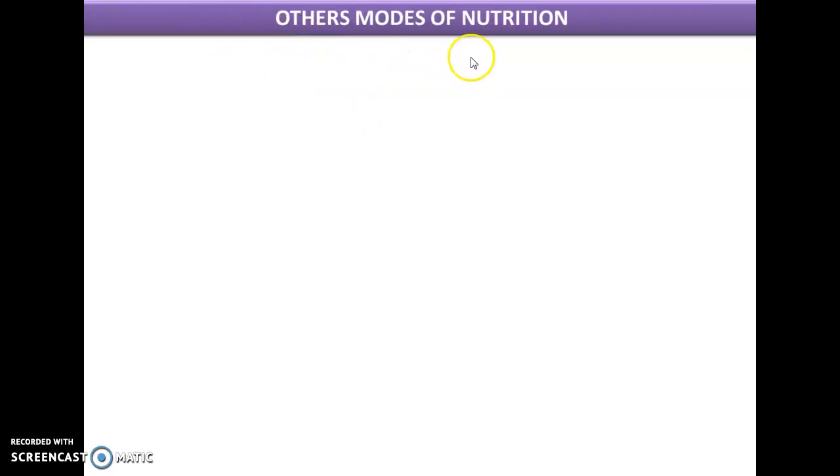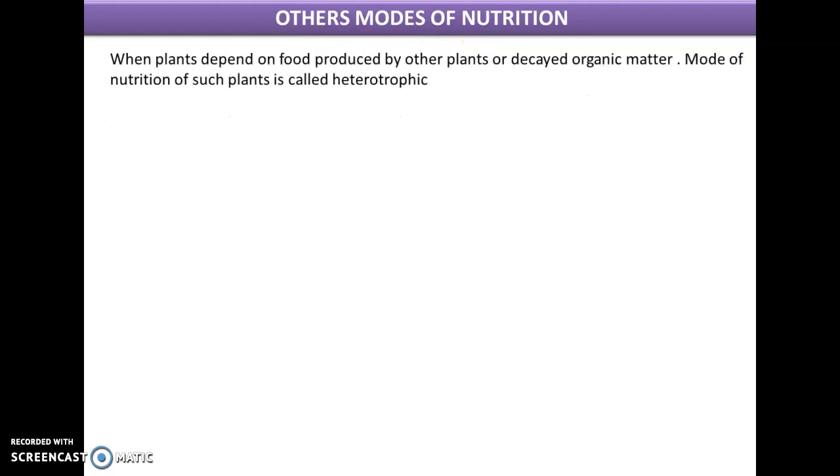We know that non-green plants which do not possess chlorophyll cannot synthesize their own food. So they need to depend on others for their food, like animals and human beings. On that basis, some other modes of nutrition can be seen in plants. When a plant depends on food produced by another plant or on decayed organic matter, such a mode of nutrition is called heterotrophic mode of nutrition.